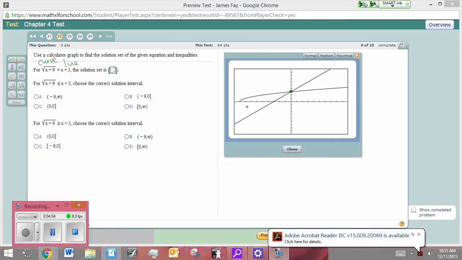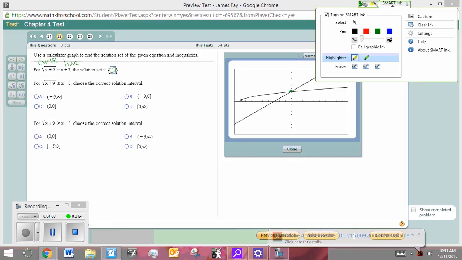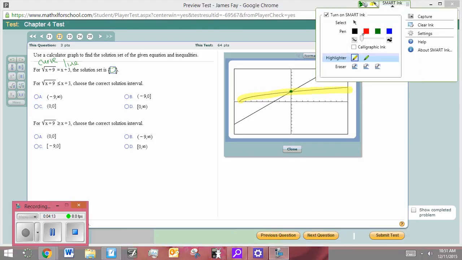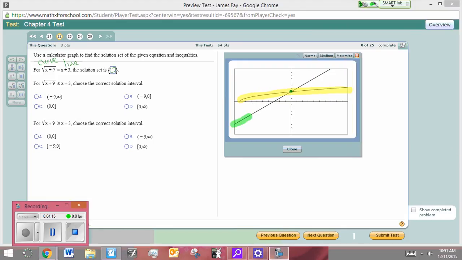So here's the curve. Let's see if I can highlight this. They want to know when is that curve below that line. Okay. Well, the yellow is below the green, starting at 0 and going to the right. So 0 to infinity. So right there. They want to know, and it's below or equal to, so that's why we started at 0 and include 0.